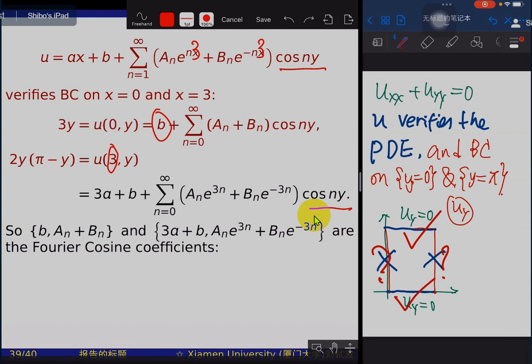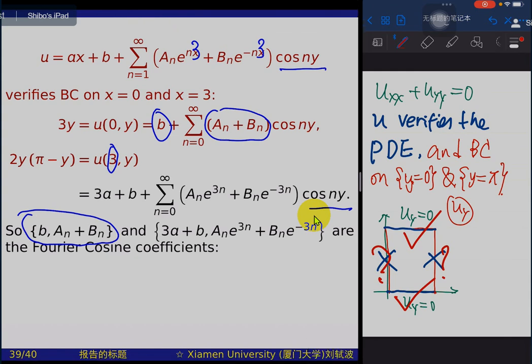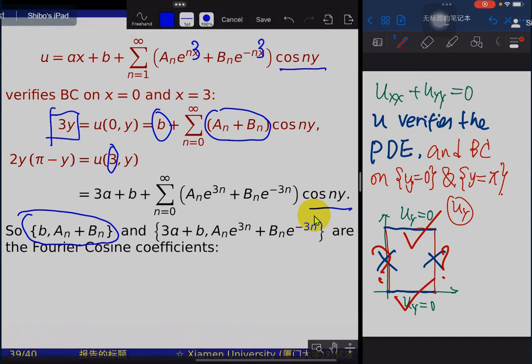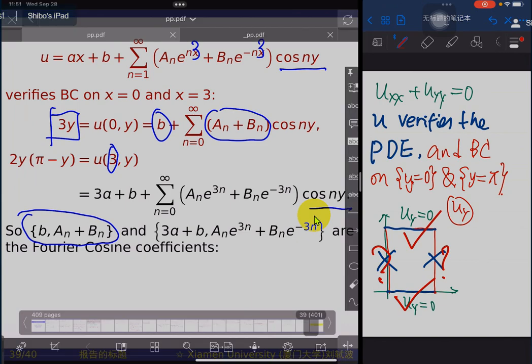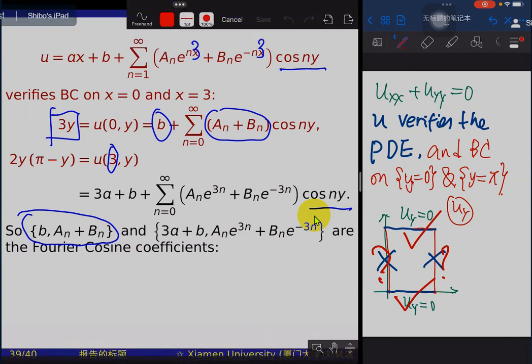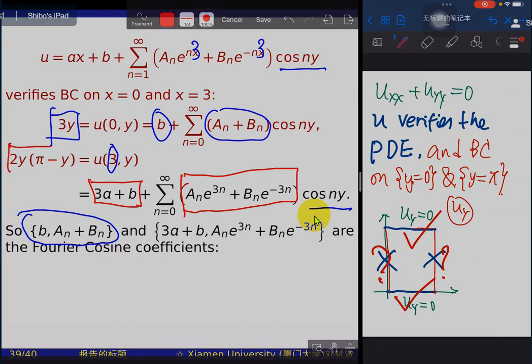Okay, this means that the b here and the An plus Bn, that is this first set of numbers, are the coefficients of the Fourier sine cosine series for this function 3y. On the other hand, the 3a plus b and all this a little complicated exponential expression, these are the Fourier coefficients of the Fourier cosine series of this function.